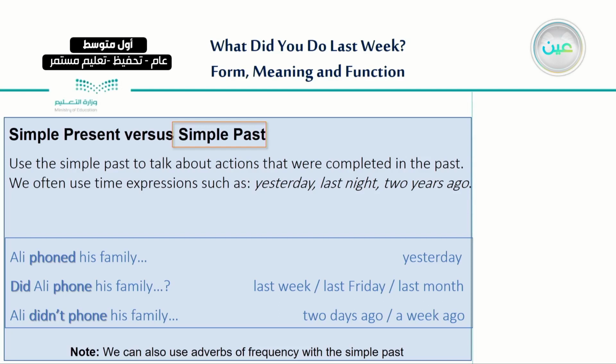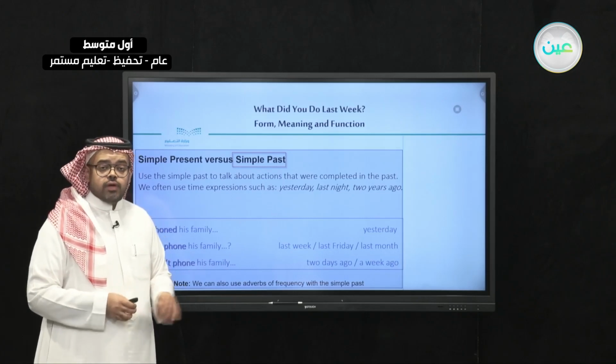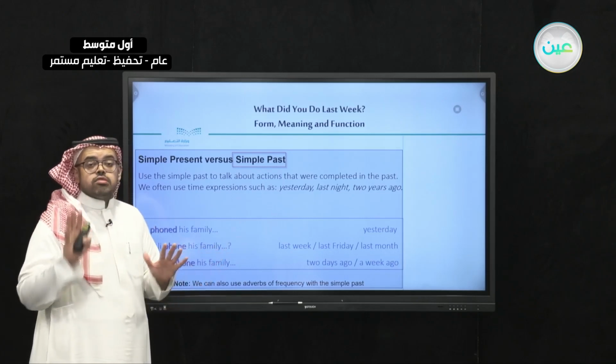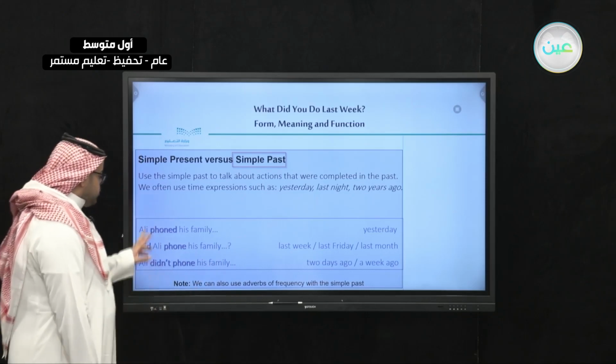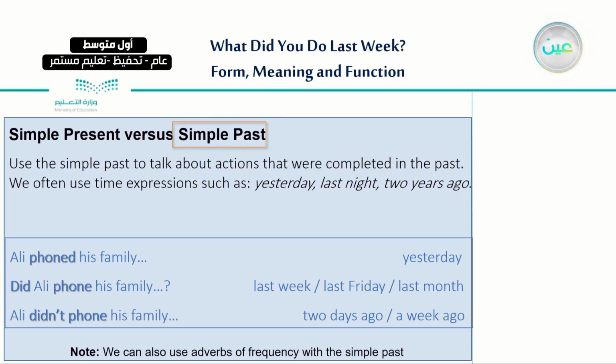And also we often use time expressions like, for example, yesterday, last night, 2 years ago, and so on. So the same example with Ali phoning his family, we can use it here, but in the past or the simple past tense. So we can say, Ali phoned his family. And the time expression we can use here is yesterday.